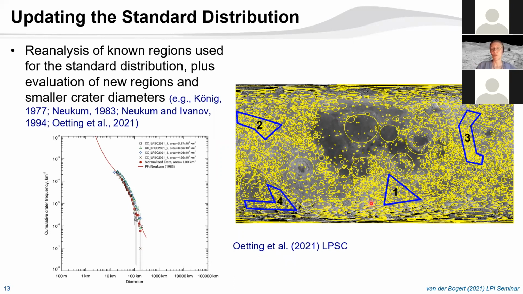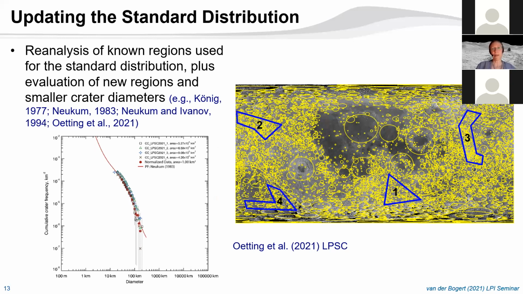And at the same time, she is using new techniques to find areas that Neuquén's group may not have realized would be more representative of certain parts of the production function. So she's looking at areas where she can get a good distribution of the large craters and then working down to smaller and smaller craters. The other thing is that the Neuquén standard distribution only goes down to about 10 meters diameter in crater size. And now we have higher resolution data, not only from LROC, but the Chinese mission and also the Kaguya mission, so that we can actually measure craters that are smaller than 10 meters. And so the hope is that we could extend the production function to smaller diameters.